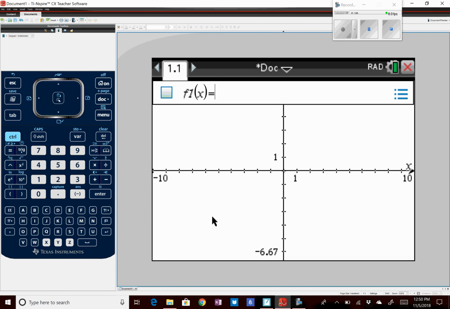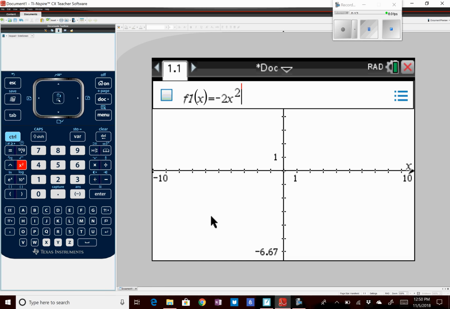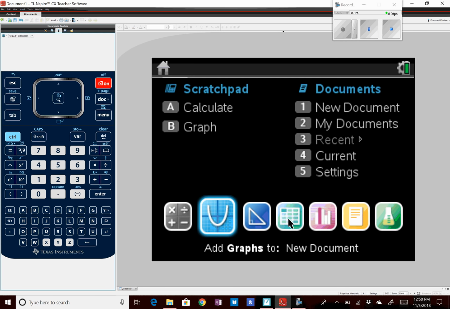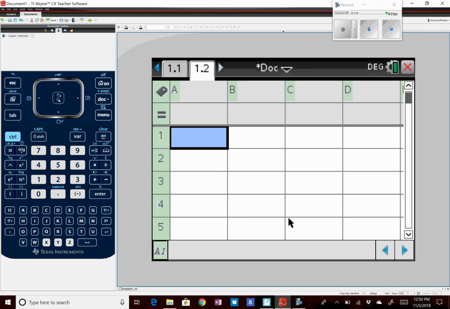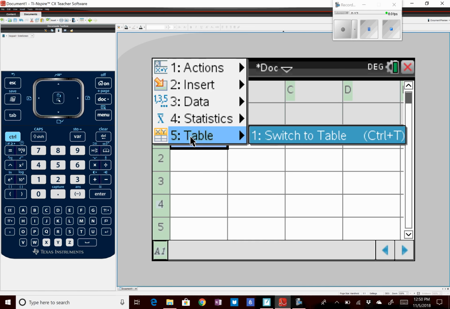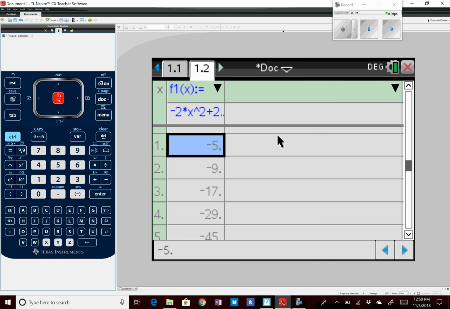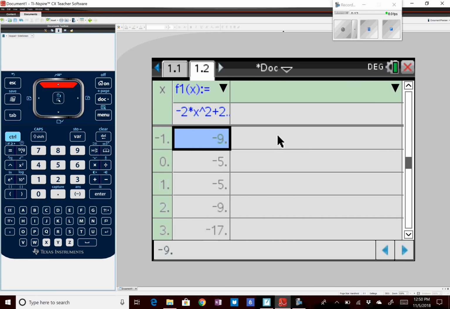And key that in. So it's negative 2x squared plus 2x minus 5. Again, getting the table of values is what we're most interested in right now. So menu, table, switch to table. I'm in F1. Okay, and our table starts at -2, and we copy all of the corresponding y values into our table.